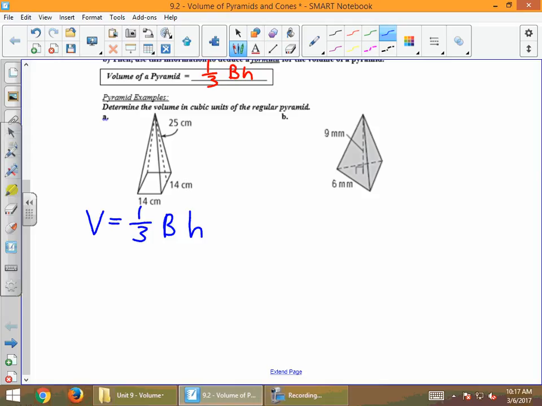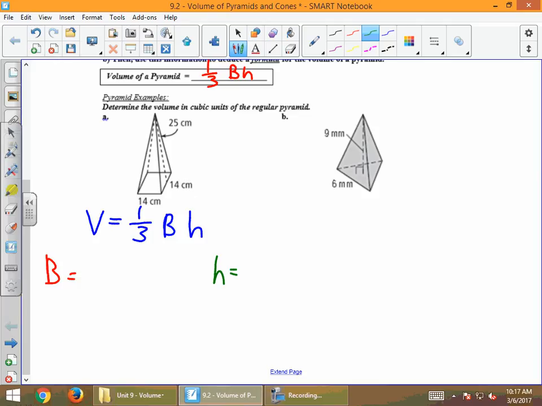The next thing is write down the pieces. Well, I know what 1/3 is, that's 1/3. But I need to find a big B, and I need to find the height. I just need two things, and I'm good. Very similar to what we did with the prism.